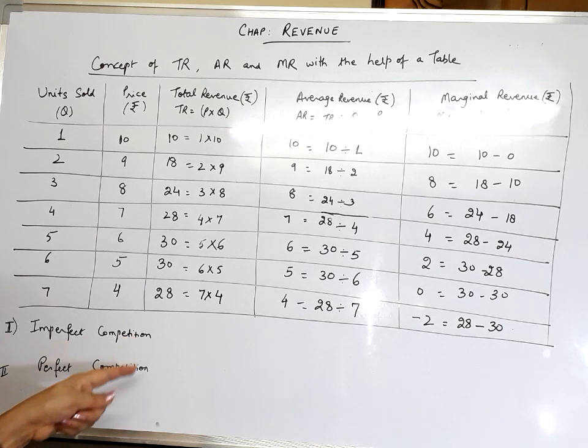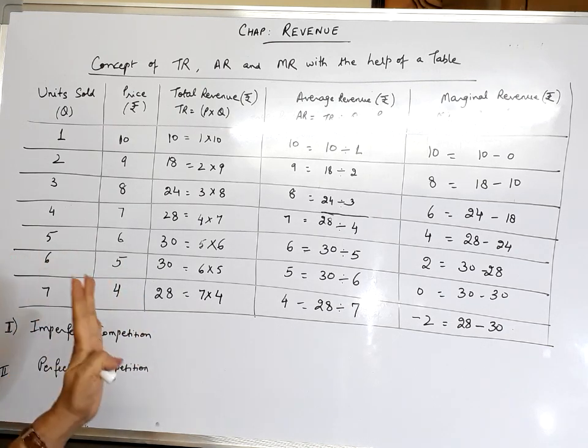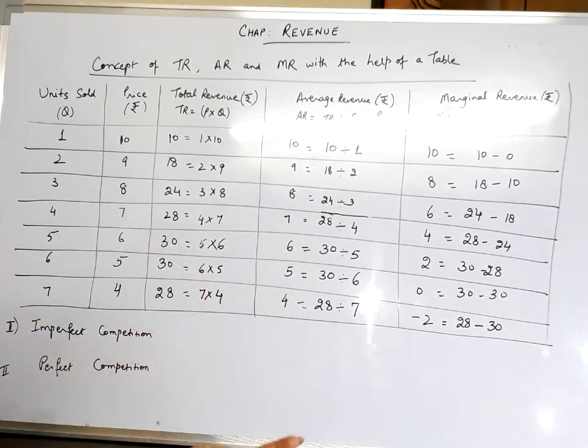And under perfect competition, the price per unit remains the same for all units of output. That is why under perfect competition, you will be getting a straight line average revenue curve. We shall be doing it in the subsequent lesson.